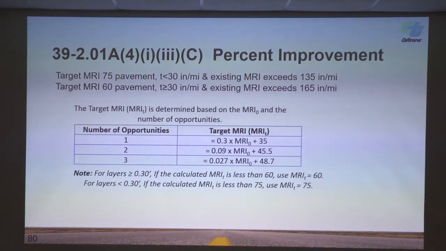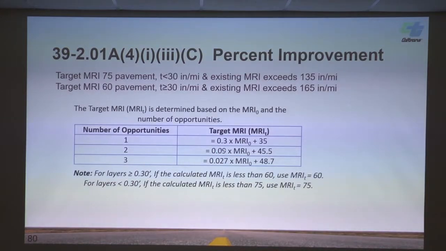Okay, so I guess I should throw out an example. Let's say we had an existing road that was 200 MRI. There's a 10th mile that's 200, and all I'm doing is putting one lift on it. I'm not doing any milling and filling, I'm just putting it right on top of a 200. My target value is going to be 200 times 0.3, which is 60, plus 35, which is 95. So that target value that we had of 75 now just got raised up to 95.